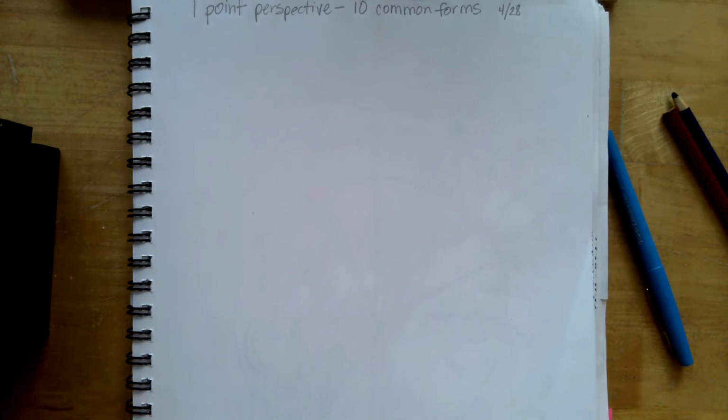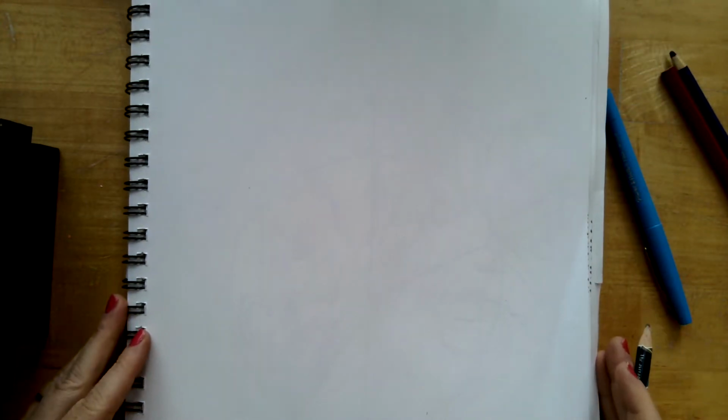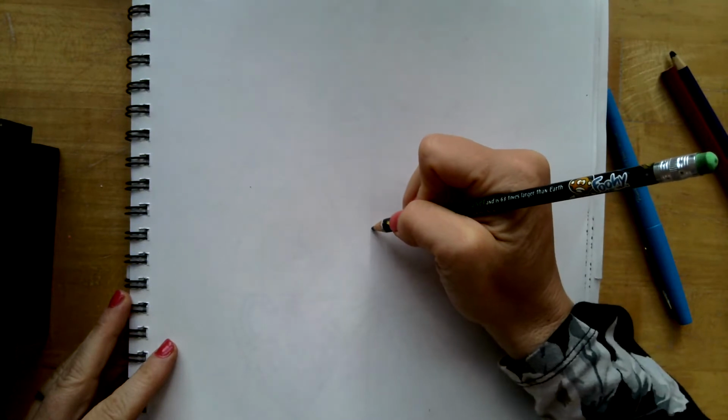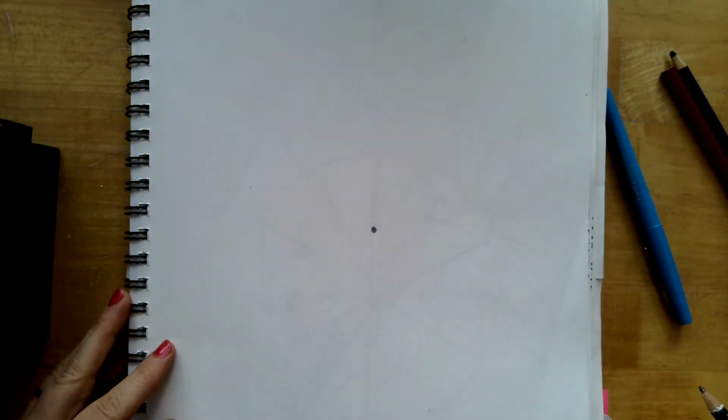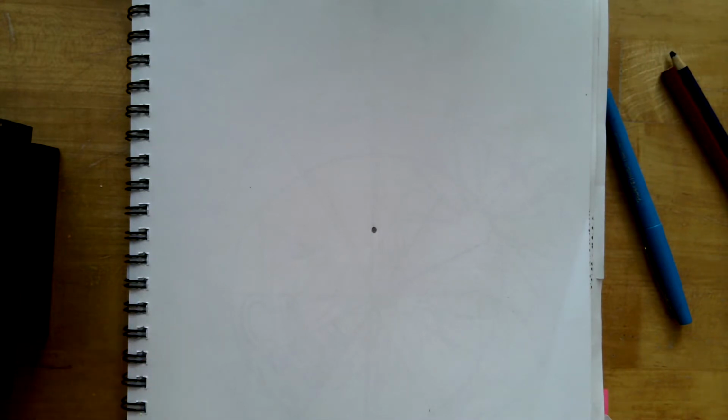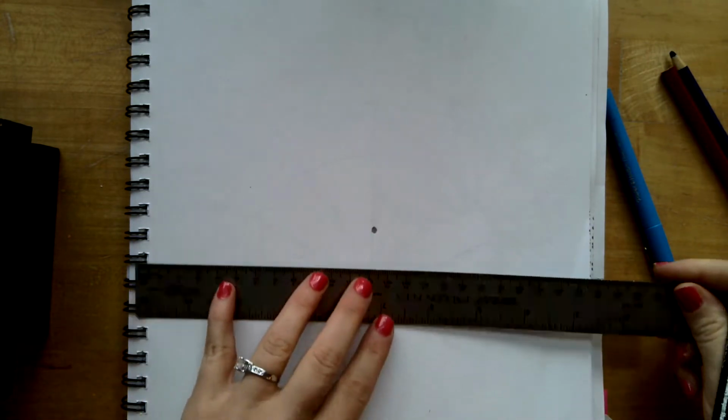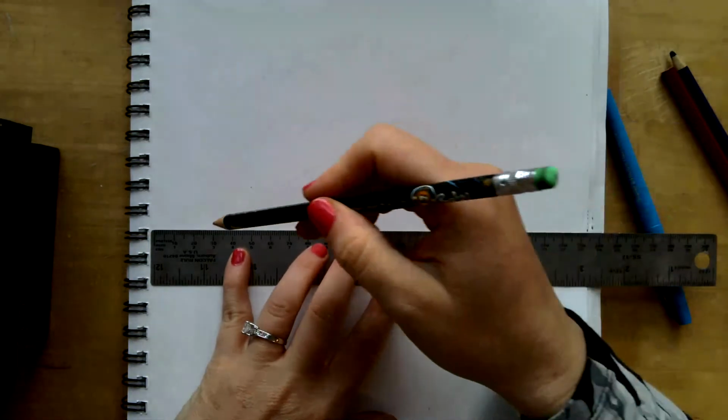So the next thing I'm going to do is put a vanishing point, and I can put it anywhere on the paper, honestly. I'm going to put it about in the middle. So there it is. I would make it pretty clear and obvious. The next thing I'm going to do is put a horizon line in.